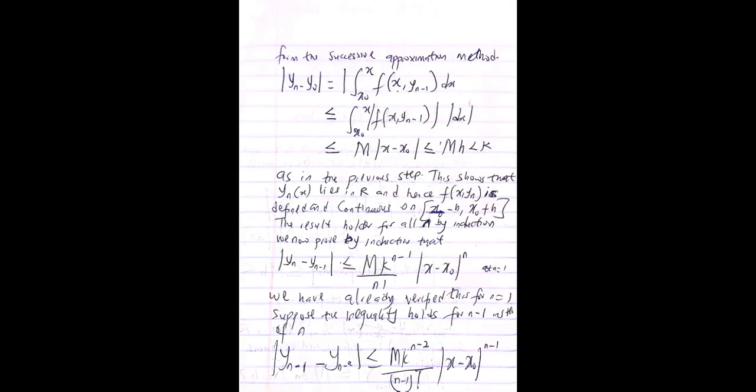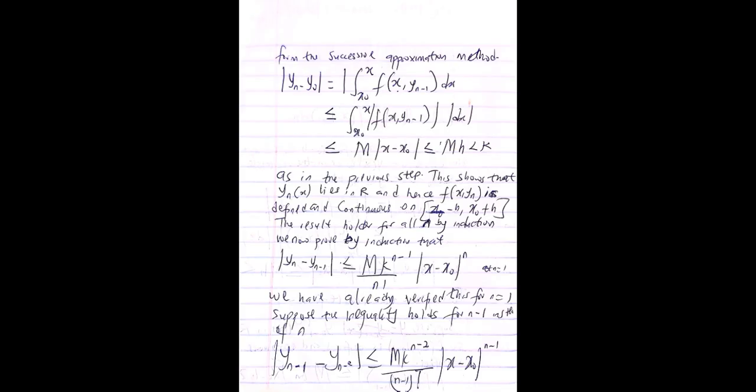You can see that you have proved that the functions lie in D. You can see from the notes that, as in the previous step, this shows that yn of s lies in D on R. Our R is the rectangle or domain, and hence our f of s, yn is defined and continuous on s naught minus h and s naught plus h.